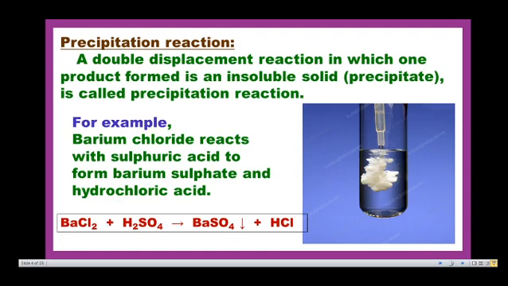For example, barium chloride reacts with sulfuric acid and produces barium sulfate, which is an insoluble white color solid. It separates out from the liquid, and hydrochloric acid is also formed. So a precipitate is formed, that's why it's a precipitation reaction. The formation of precipitate is indicated by a downward arrow mark in a chemical equation.